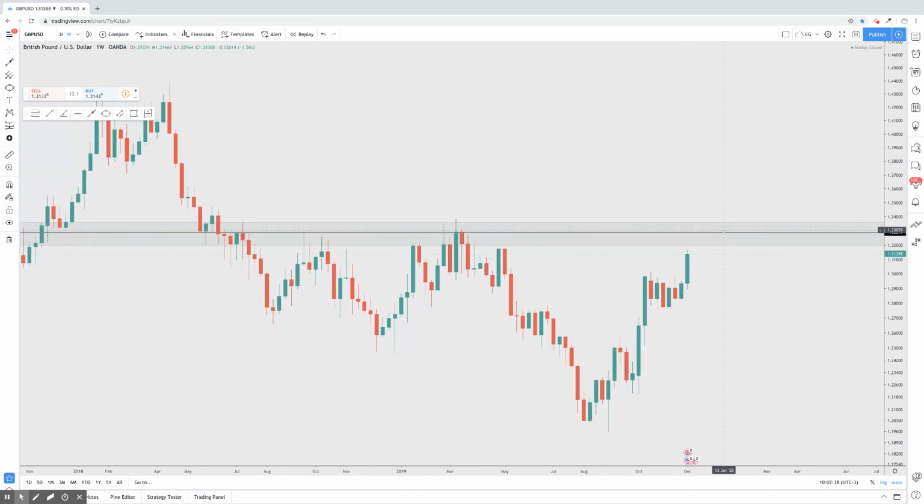Now the second important thing to note is that you really need to look at price action at the zone. We need to see multiple rejections, which we're seeing here, or at least some rejection.